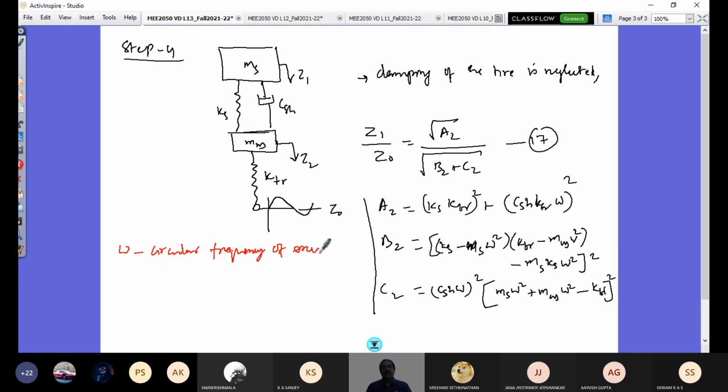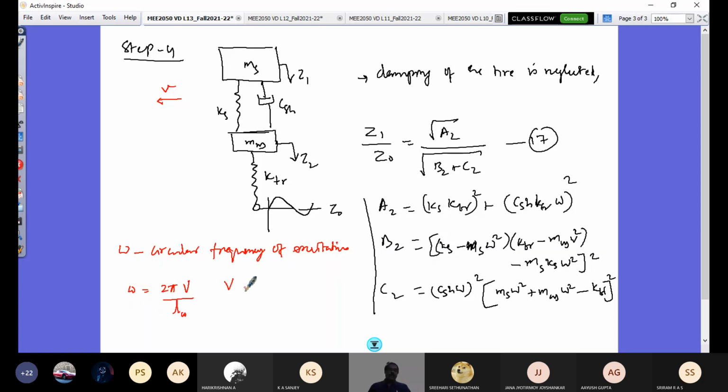Of excitation. And how do you get this omega? I know I drive my vehicle with forward velocity v, then my omega is 2 pi v by L omega. So this is what is called the wavelength of the road.